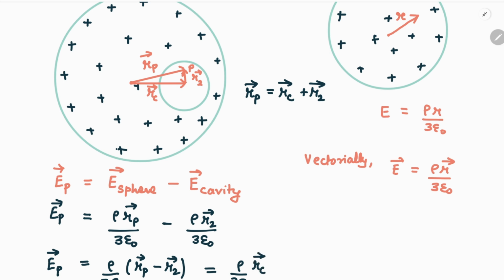Now the center of the cavity is displaced with respect to the center of the ball by a distance a. So this distance a is given to us, and we are writing the answer in terms of a as rho a by 3 epsilon naught. This is the answer for this particular problem, which is asking us to calculate the electric field strength inside the cavity in a sphere.